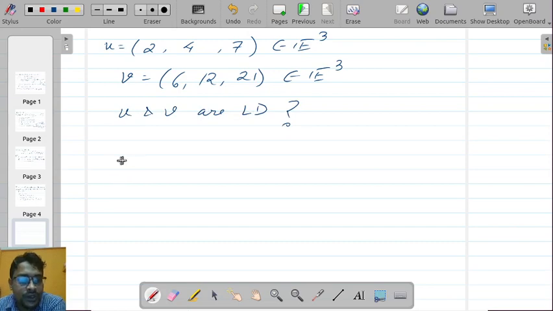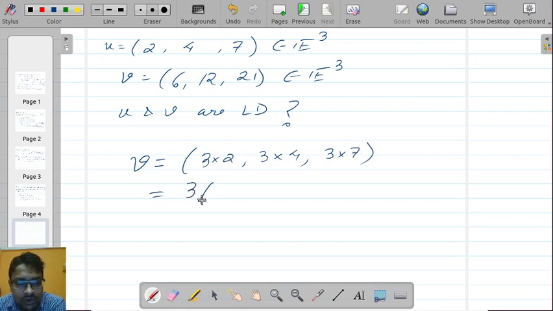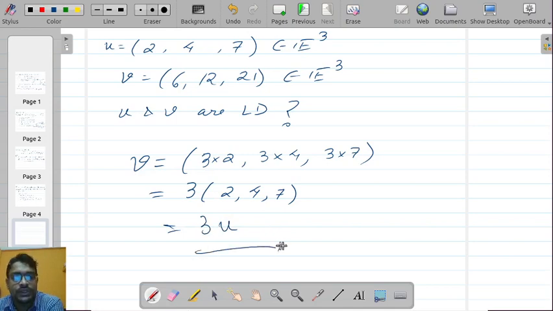If you observe carefully, you will see that V I can write as 3 times 2, 3 times 4, 3 times 7. So using the scalar multiplication rule, it's 3 into 2, 4, 7. So V is a scalar multiple of U. V equal to 3 times U, right? So from here I can conclude U and V are linearly dependent, because one of them is a scalar multiple of the other.